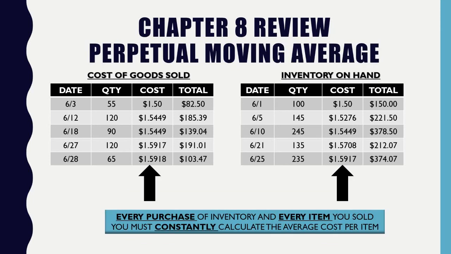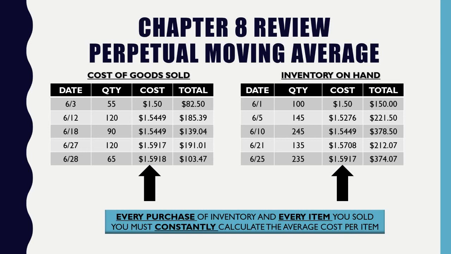Whereas the moving average, it doesn't matter what came first and what came last, just that you're constantly calculating the average cost per item, because every time you purchase, it's going to increase your average cost. Every time you sell something, it may or may not decrease or increase your average cost. You're constantly calculating an average cost per item because you're constantly selling and constantly purchasing.